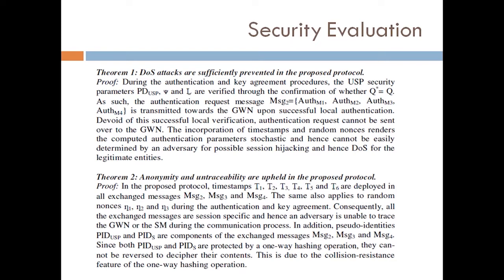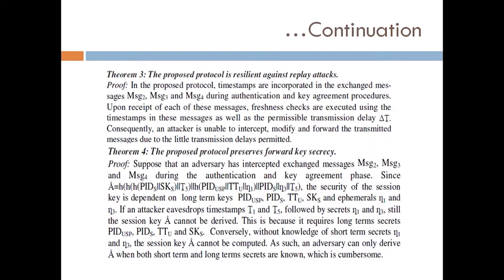With regard to anonymity and traceability, in the proposed protocol we make use of timestamps that are incorporated in each of the exchanged messages. We also make use of random nonces during the authentication and key agreement phase. Therefore, the exchanged messages are session specific and cannot be easily determined by the attacker and then deployed to track the gateway node or the smart meter during the communication process.